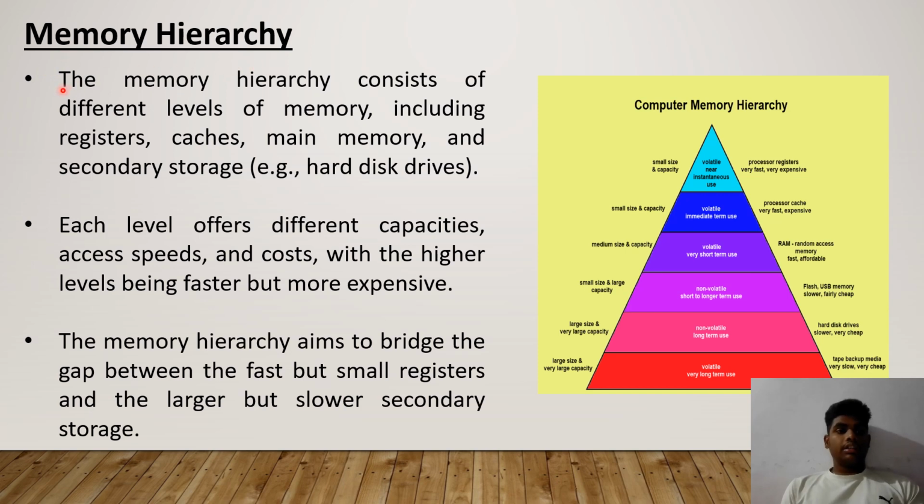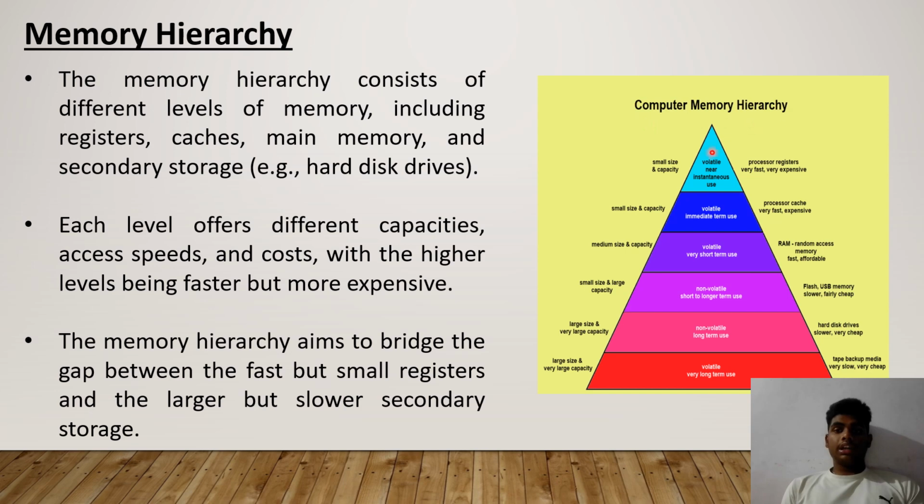Memory hierarchy. The memory hierarchy consists of different levels of memory, including registers, cache, main memory, and secondary storage like hard disk drives. Each level offers different capacities, access speeds, and costs, with the higher level being faster but more expensive. The memory hierarchy aims to bridge the gap between the fast but small registers and the larger but slower secondary storage.